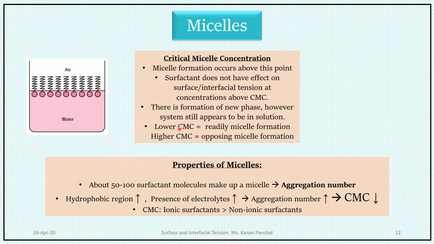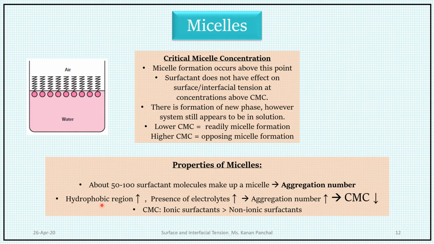When the CMC is low, micelle formation will readily take place. But it won't take place readily if the CMC is high. On an average, to make up a micelle, about 50 to 100 surfactant molecules aggregate together. This number is called the aggregation number. The aggregation number is different for different surfactant molecules.